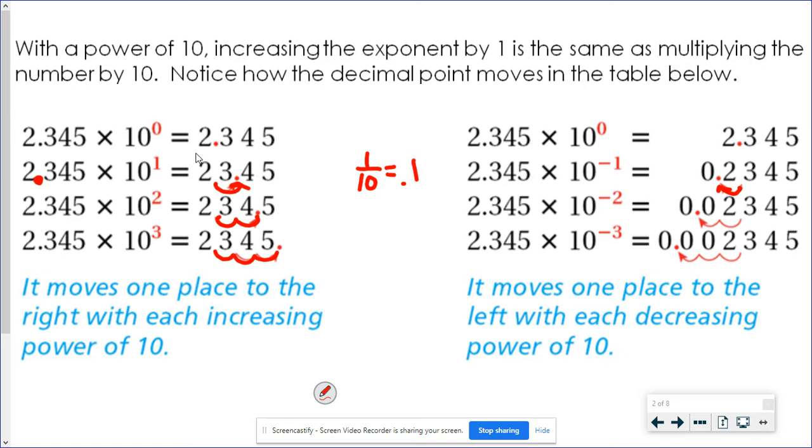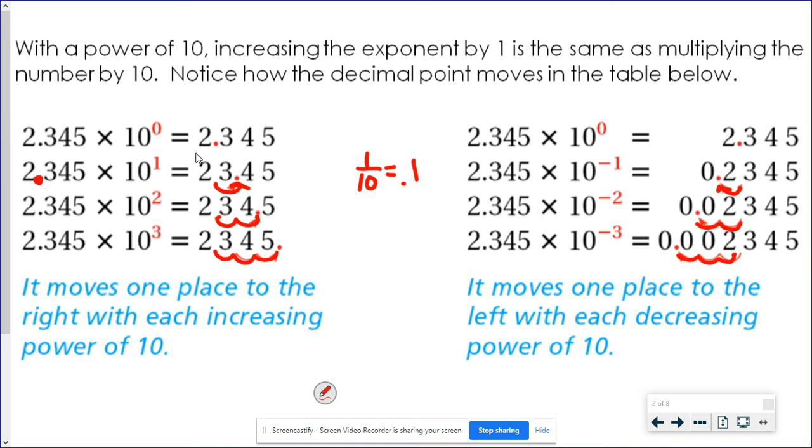10 to the negative 2, that's 1/100th, which is going to move it 2 places, but again, it's getting smaller because I'm multiplying by something that's less than 1. 10 to the negative 3, 1, 2, 3 places. So we are getting smaller as those exponents on the 10 get smaller, right? If we've got a negative exponent, it's going to get smaller. The exponent just tells you which direction to move.